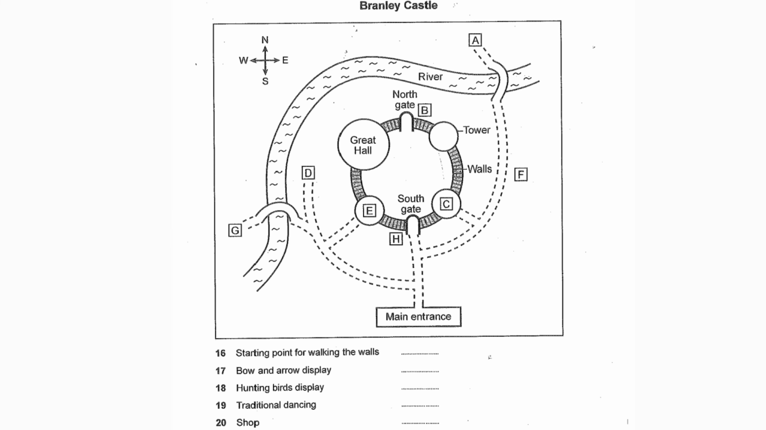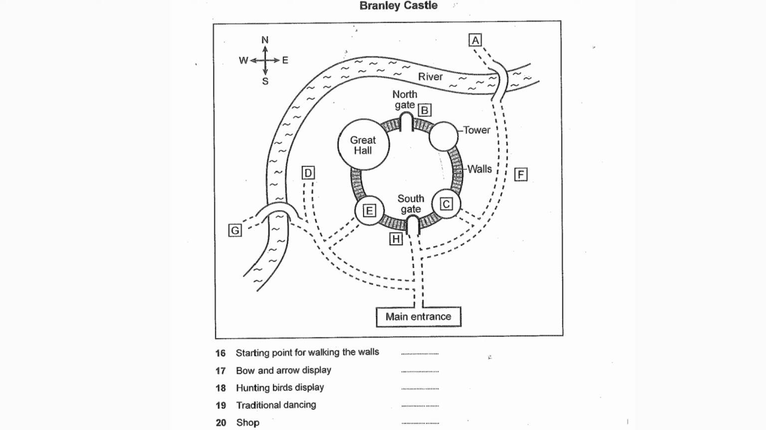Take a look at your plans, you'll see Branley Castle has 4 towers joined together by a high wall with the river on 2 sides. Don't miss seeing the Great Hall. That's near the river in the main tower, the biggest one, which was extended and redesigned in the 18th century.